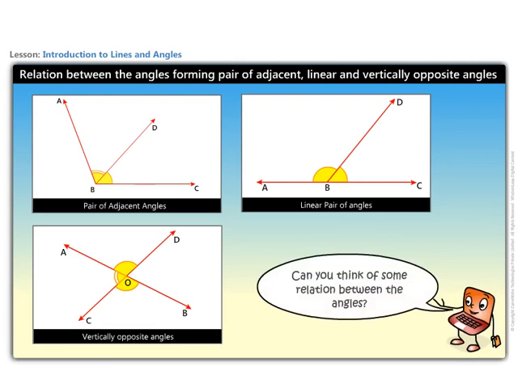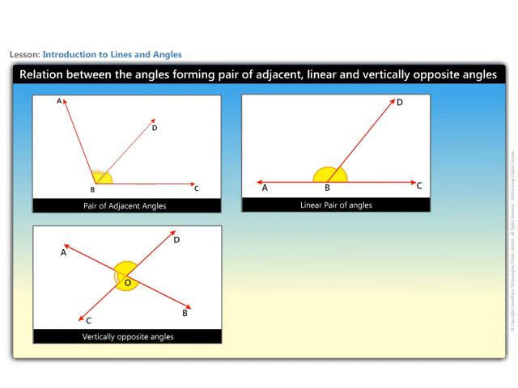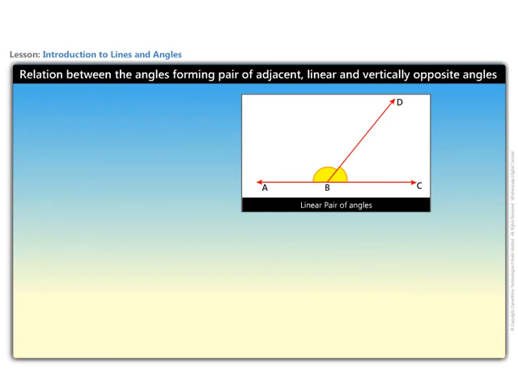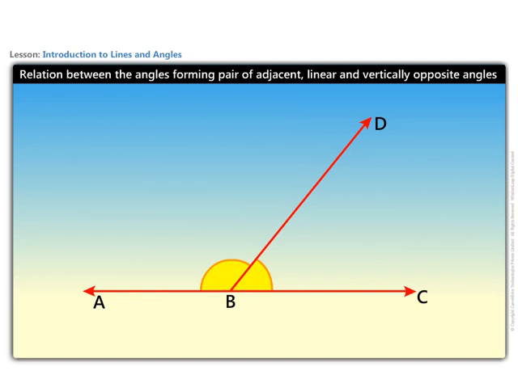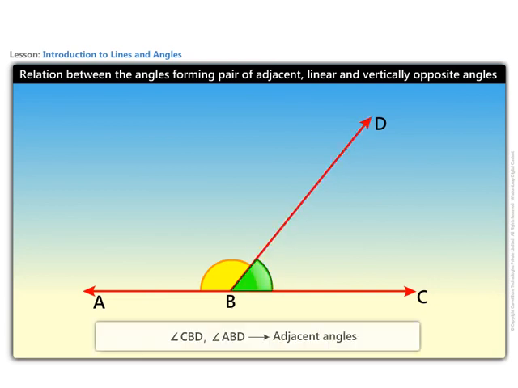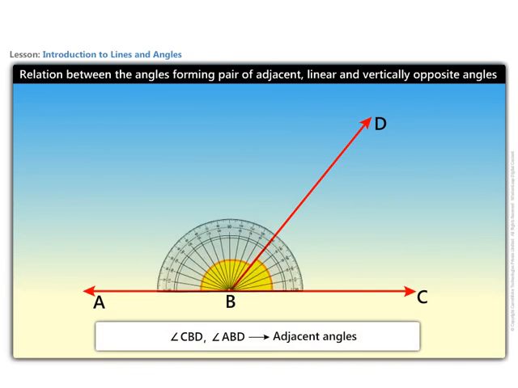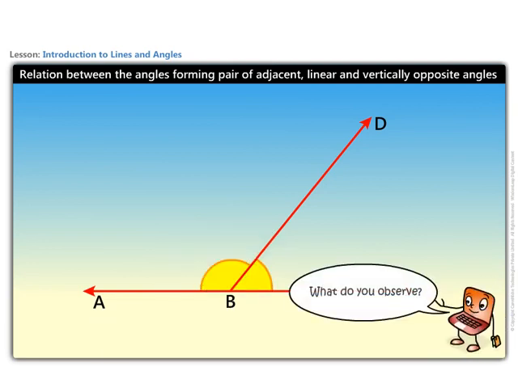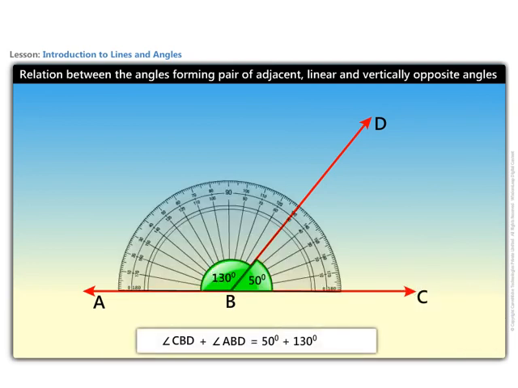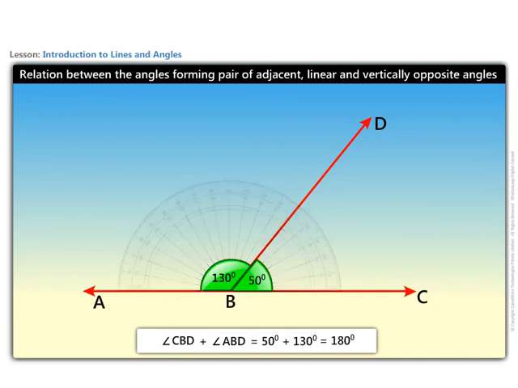Can you think of some relations between the angles? To find this, let us closely observe the angles forming a linear pair. Here, a ray BD stands on the line AC. Angles CBD and ABD are adjacent angles. Now, measure the angles CBD and ABD and find the total measure. What do you observe? From this, we observe that the sum of the adjacent angles is 180 degrees.